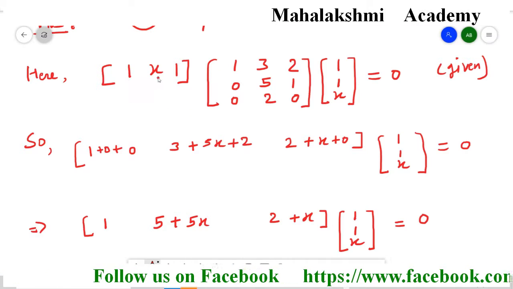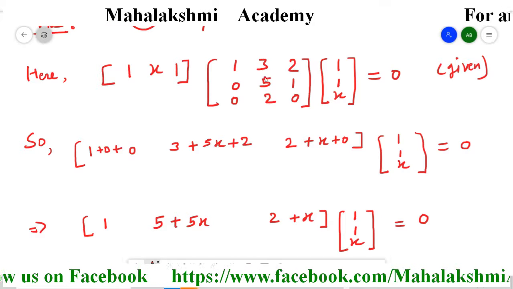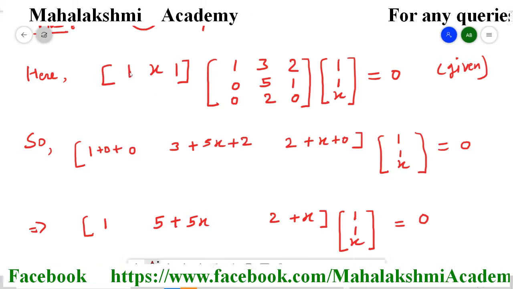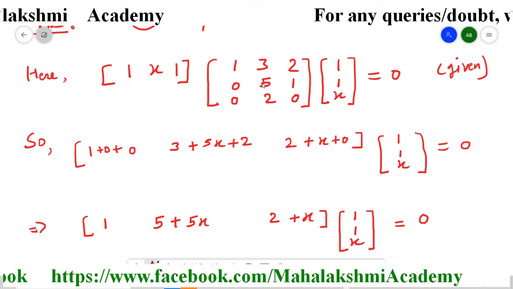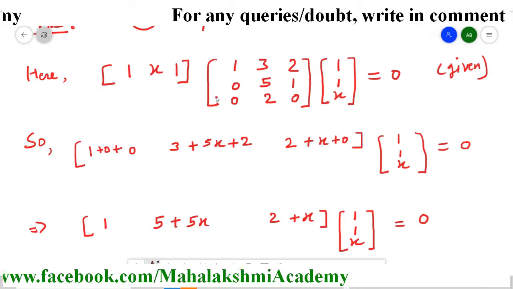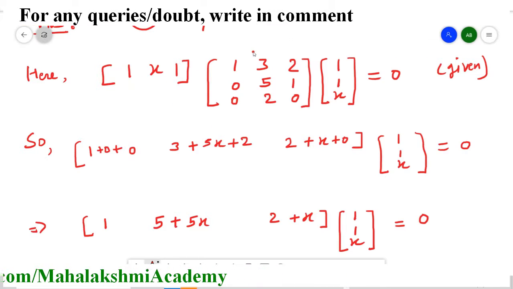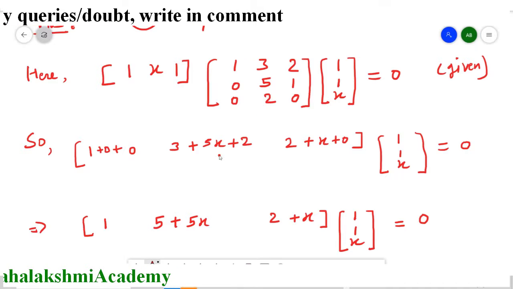Now first row multiplied by second column. Corresponding terms we have to multiply. So 3 multiplied by 1 gives us 3. Then 5 multiplied by x gives us 5x. 2 multiplied by 1 gives us 2. So first row multiplied by second column is finished here.